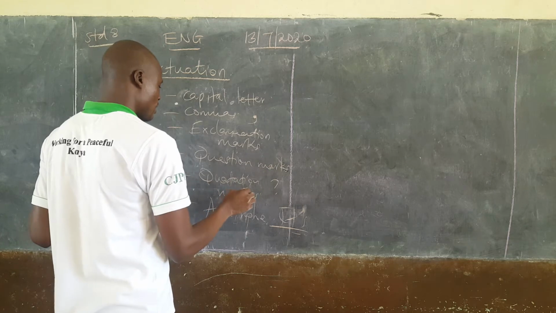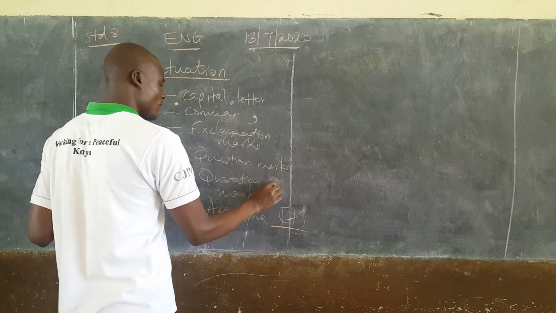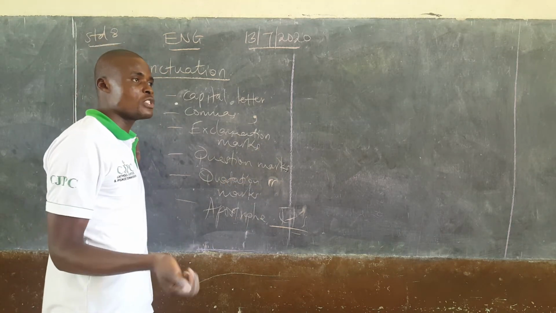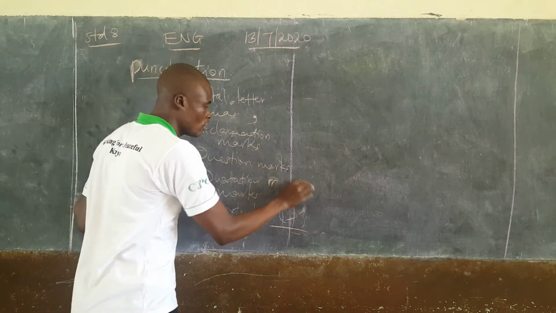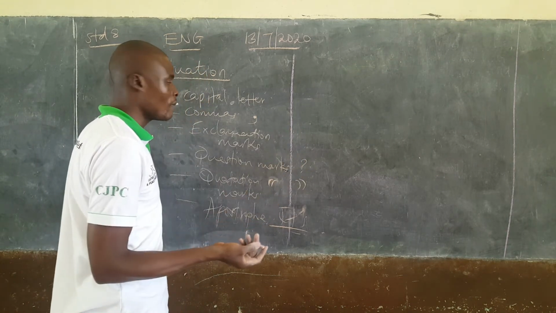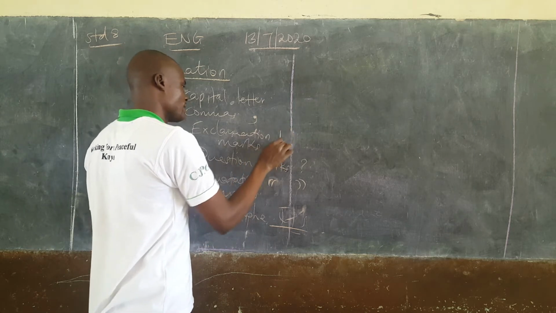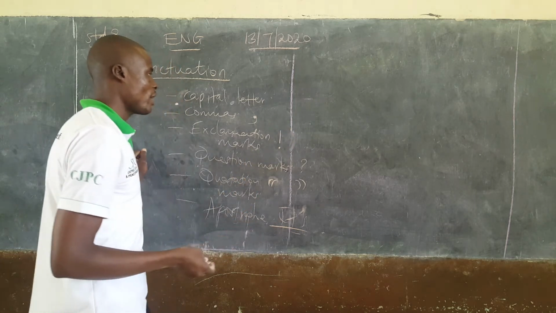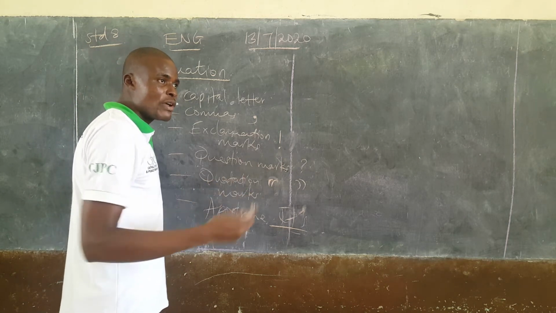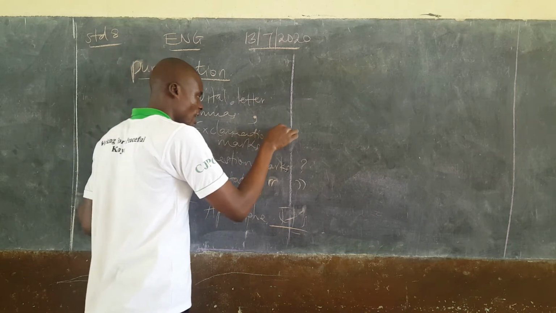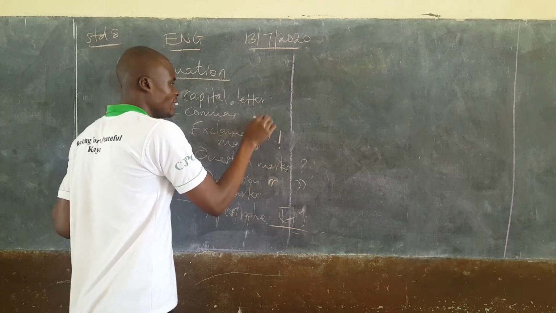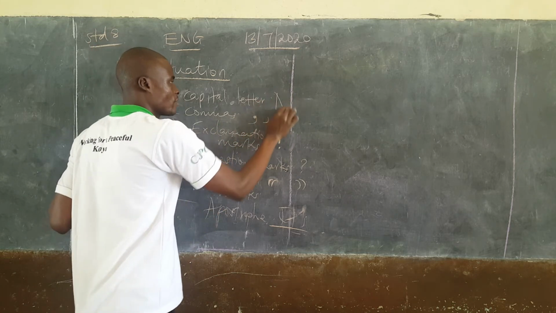Quotation marks mark the beginning of quotes, the actual words spoken by a speaker, like the ones we normally use in direct speech. We open and then we close at the end. Then we have the exclamation mark, which is normally used when you are astonished by something, like "Hurrah, we have won!" That hurrah must be put in an exclamation mark. Then a comma looks like that, and a capital letter, for example N, looks like that.